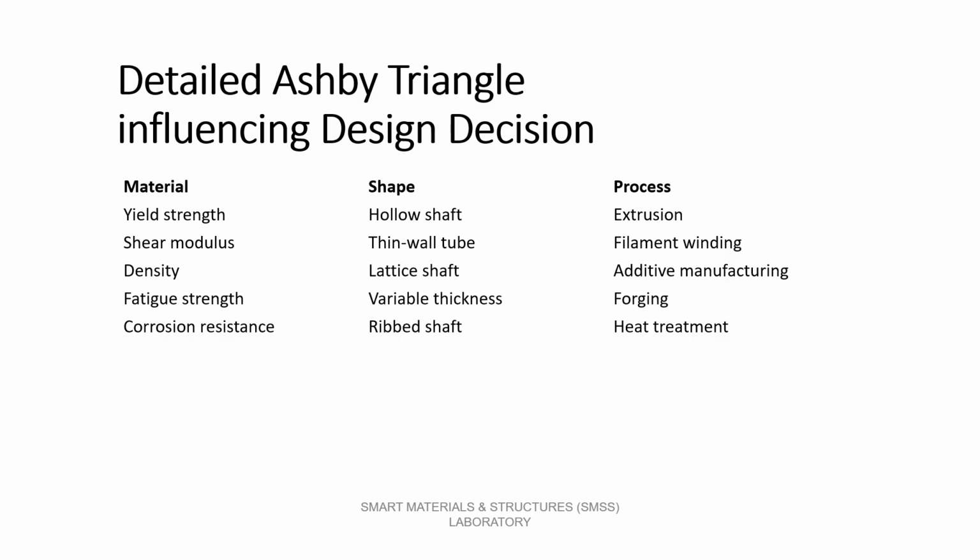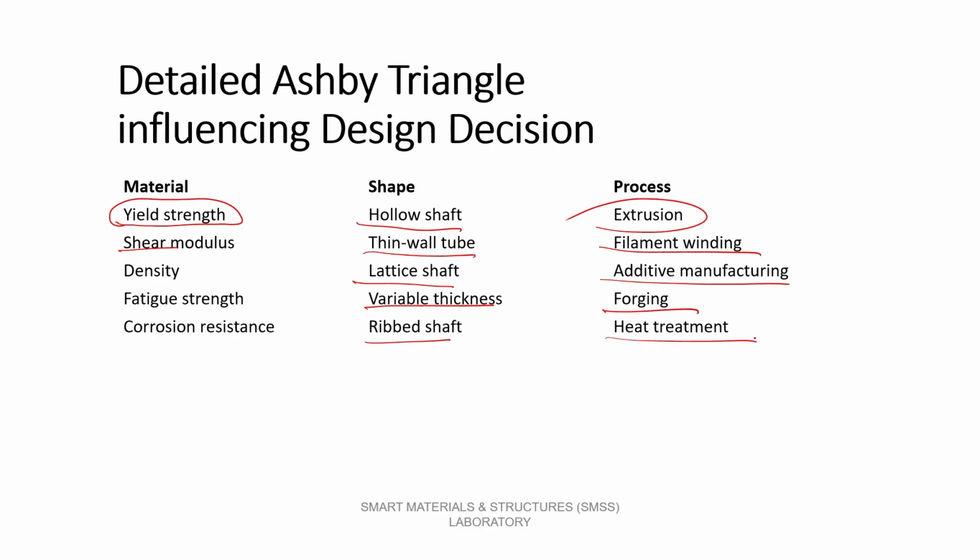So, the detailed Ashby triangle, how it influences the design decision. For example, if yield strength from the material side is your dominating point, then you go for a hollow shaft, and the process you should adopt is extrusion. If it is shear modulus, go for a thin wall tube, and the process is filament winding. If it is density, go for a lattice shaft, then additive manufacturing is your only answer. You will see in metastructures we actually do that. If it is fatigue strength, variable thickness, then forging can be an option. If it is corrosion resistance, a ribbed shaft, heat treatment could be an option.